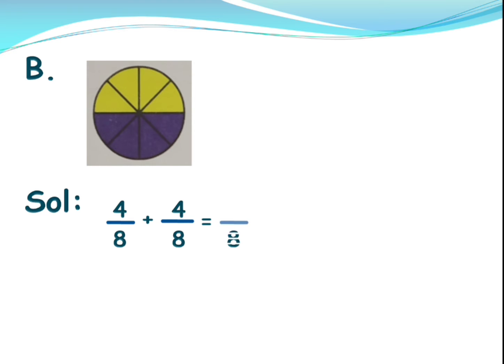So first let's write the denominator, which is 8, and now you have numerators 4 plus 4. 4 plus 4, how much, children? 8, isn't it? So 8 by 8. That means you got one whole. That means you have written fractions for all the parts, isn't it, children? So in this way you need to write the addition statements for the given circles.